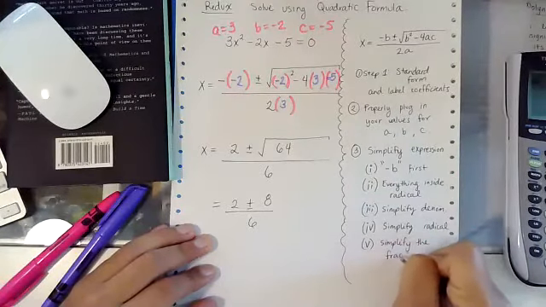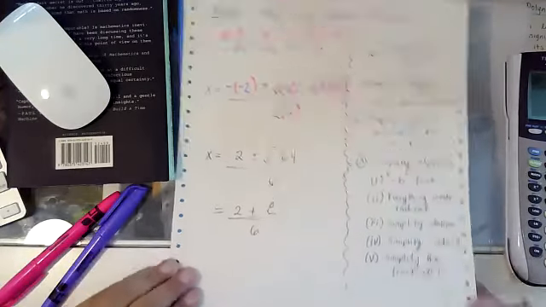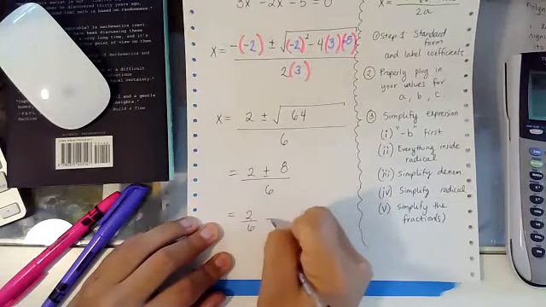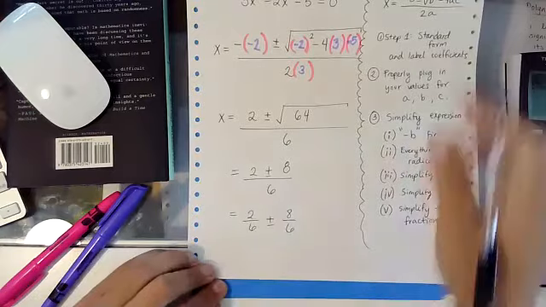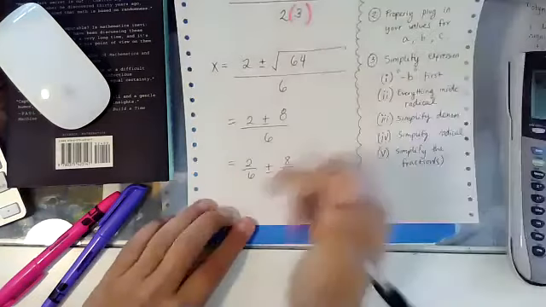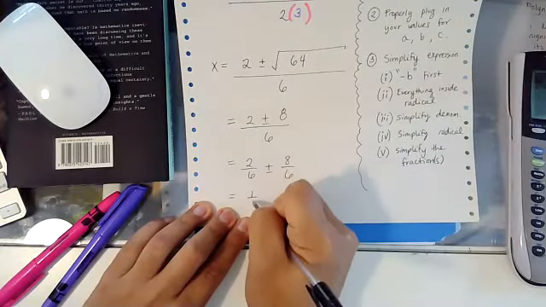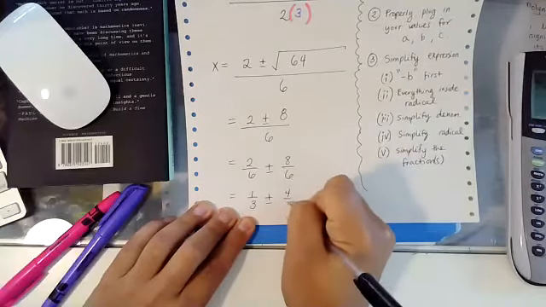And I'm going to say simplify the fractions because at this point we should break this up and then simplify the fractions. So 2 over 6 plus or minus 8 over 6. And that reduces to 1/3 plus or minus 4/3.